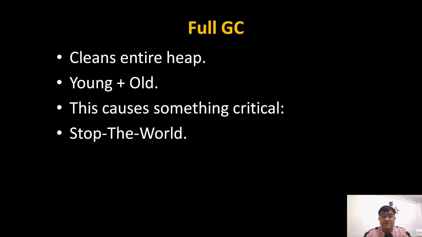So next is full GC. Full garbage collection happens when it cleans the entire heap area. So it's basically cleaning the young area plus the old area. This causes something critical, and that is basically called stop the world. Now what is stop the world? We are going to discuss that.